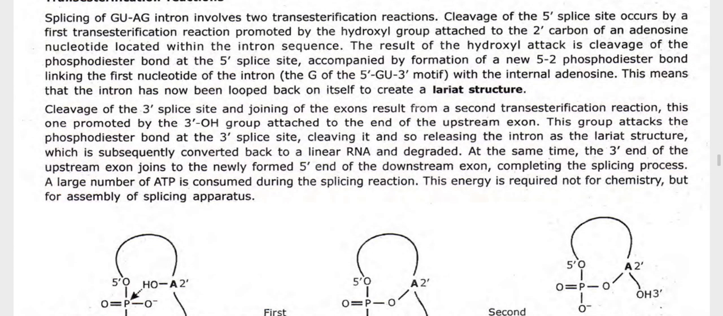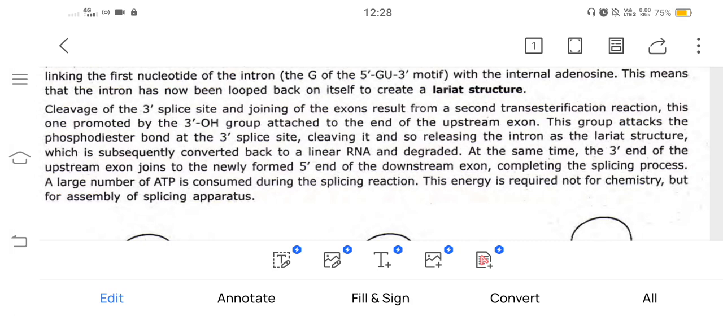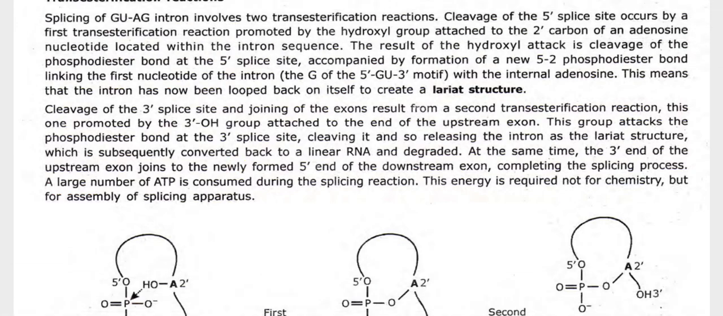Splicing of the GU-AG intron involves two trans-esterification reactions. Cleavage of the 5' splice site occurs by a first trans-esterification reaction promoted by the hydroxyl group attached to the 2' carbon of an adenosine nucleotide located within the intron sequence.